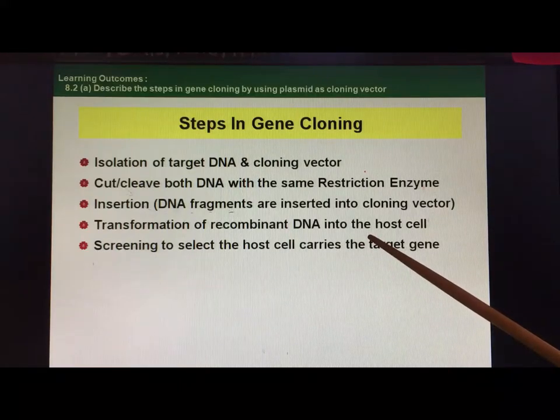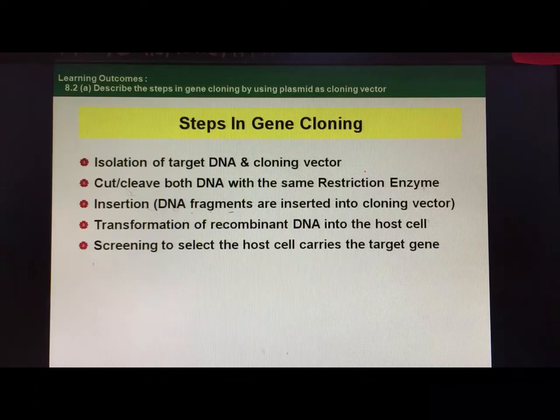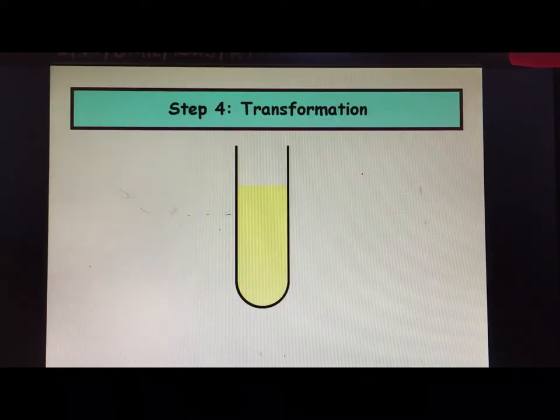We continue the discussion on steps in gene cloning. The fourth step is transformation of recombinant DNA into the host cell, and the last step, screening to select the host cell that carries the target gene. Now we move on to step 4, which is transformation.